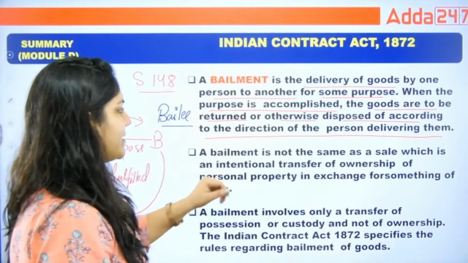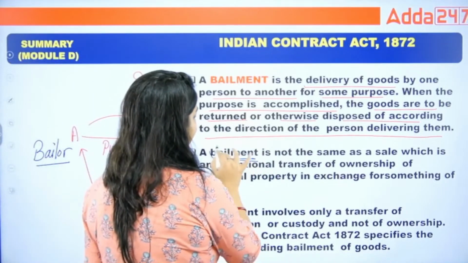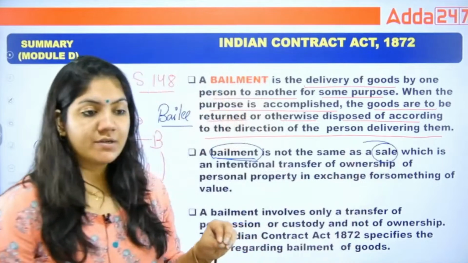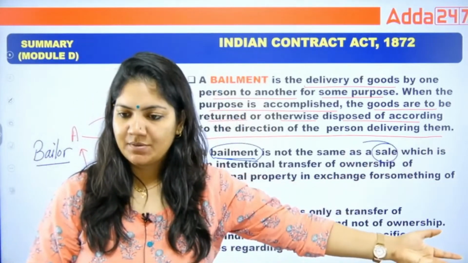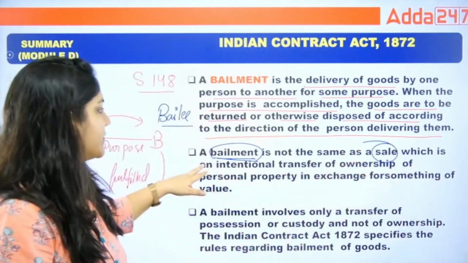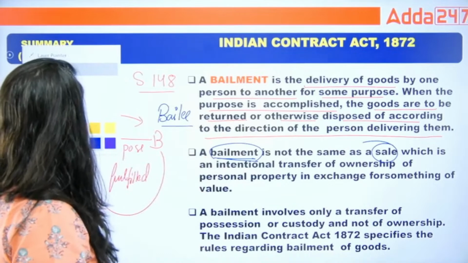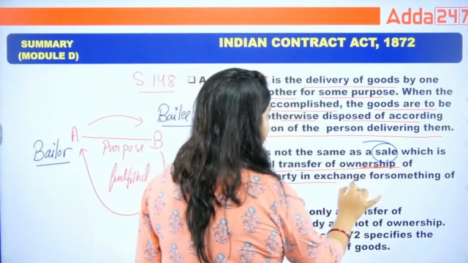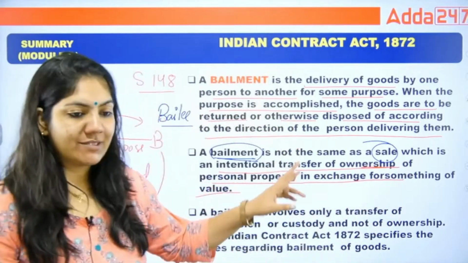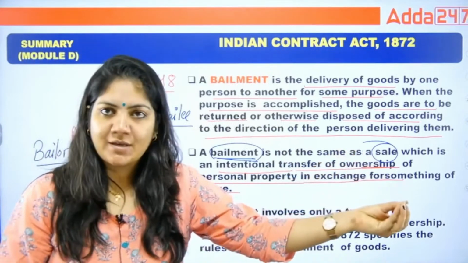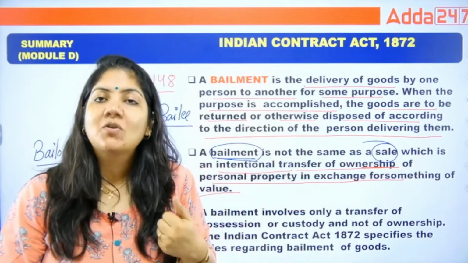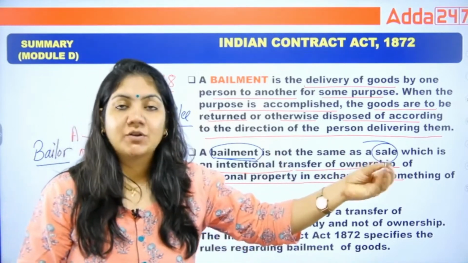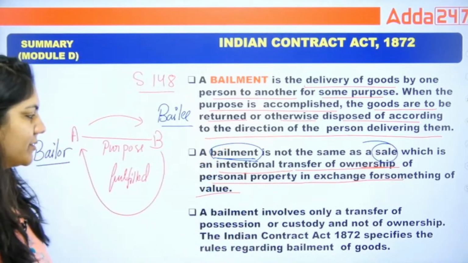Now bailment is not the same as sale, because bailment is different. In bailment we just take the goods back after finishing the purpose, but in sale guys, we are giving the ownership to another person, which is intentional. So sale is basically the intentional transfer of ownership of personal property in exchange for something of value. In sale, we are transferring the things and we are taking the price. This is called sale. But in bailment, this is not called sale. In bailment, we are delivering the things for a particular purpose.